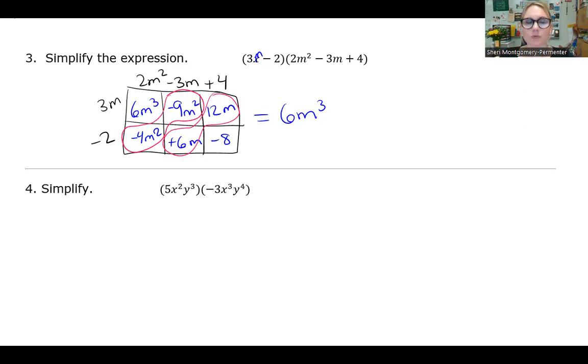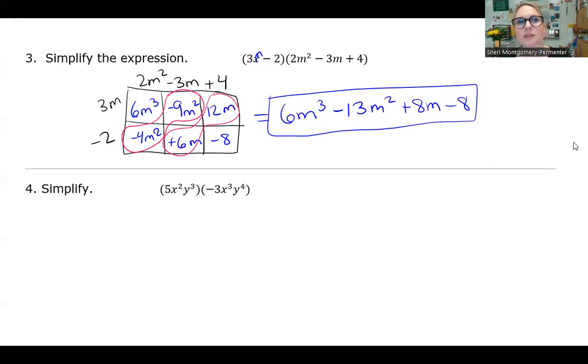-9 minus 14. We're getting more negative. 9, 10, 11, 12, 13. And then we have 6 plus 12. And then -8. That is your answer. Please get that one right.